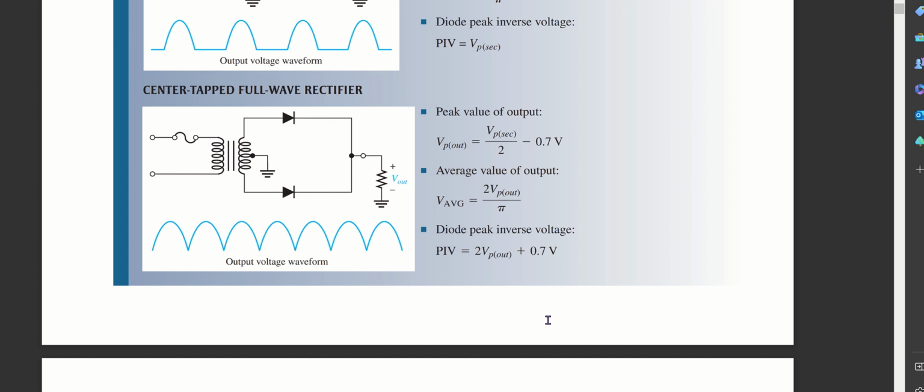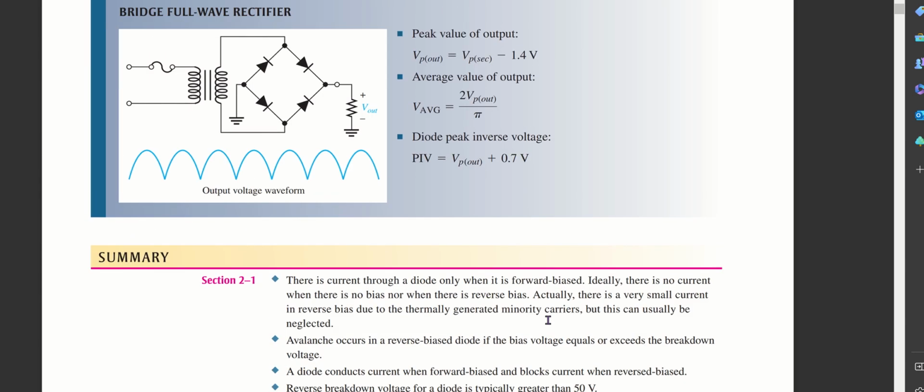For a full wave rectifier, the peak value of output, Vp out, is equal to Vp secondary divided by 2 minus 0.7, and the average output value is 2 V peak output divided by pi. The diode peak inverse voltage is equal to 2 V peak output plus 0.7 volts.